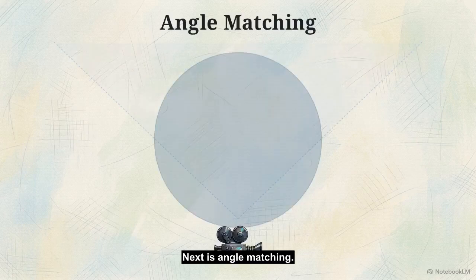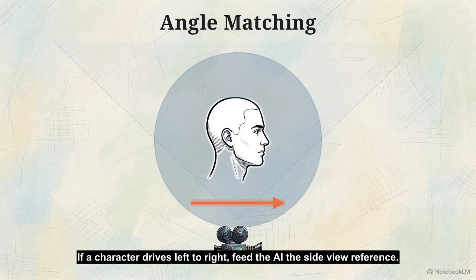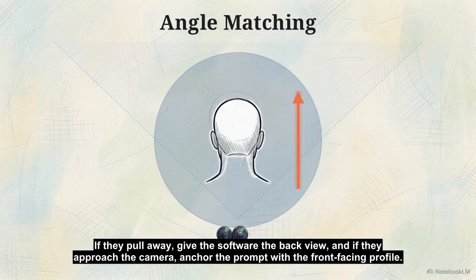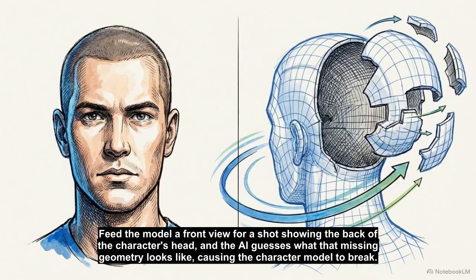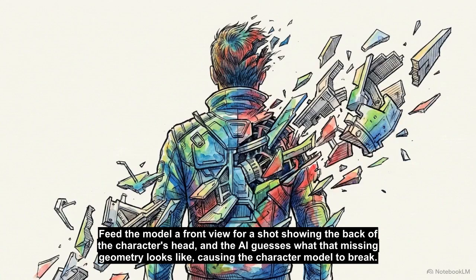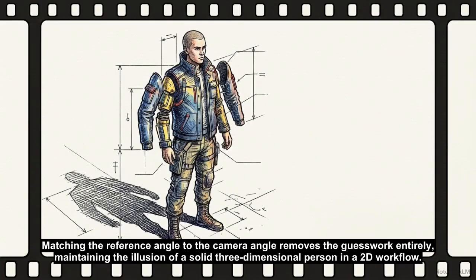Next is angle matching. If a character drives left to right, feed the AI the side view reference. If they pull away, give the software the back view. And if they approach the camera, anchor the prompt with the front-facing profile. Feed the model a front view for a shot showing the back of the character's head, and the AI guesses what that missing geometry looks like, causing the character model to break. Matching the reference angle to the camera angle removes the guesswork entirely, maintaining the illusion of a solid three-dimensional person in a 2D workflow.